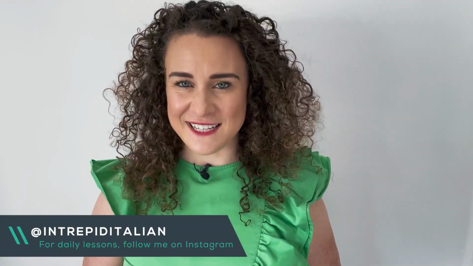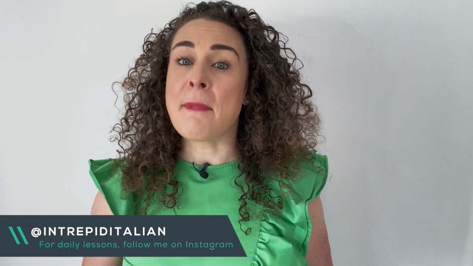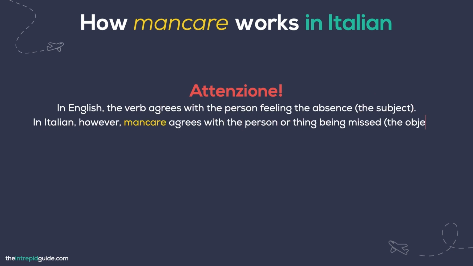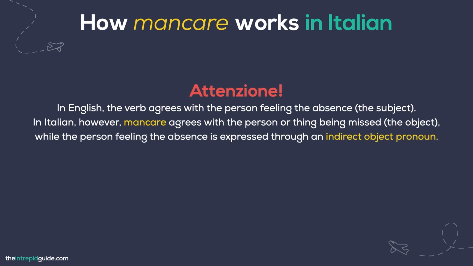Now let's take a look at how the verb mancare works in Italian. The Italian verb mancare means to miss, but it functions differently from its English counterpart. In English, the verb agrees with the person feeling the absence, as in the subject. In Italian, however, mancare agrees with the person or thing being missed, the object, while the person feeling the absence is expressed through an indirect object pronoun. To learn more about Italian pronouns, watch this video here.